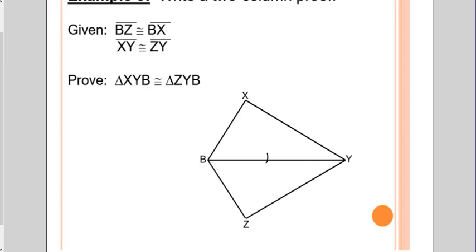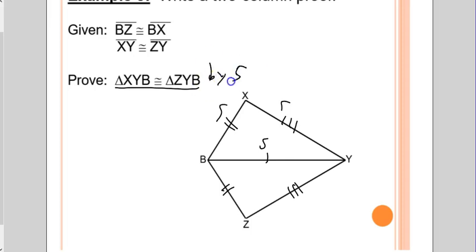Then go through and check the given. BZ is congruent to BX. XY is congruent to ZY. So what do we have? We have side, side, side. So that's what we've been doing. There's nothing new. All right? We know that these two triangles are congruent by SSS. We even put it right here.